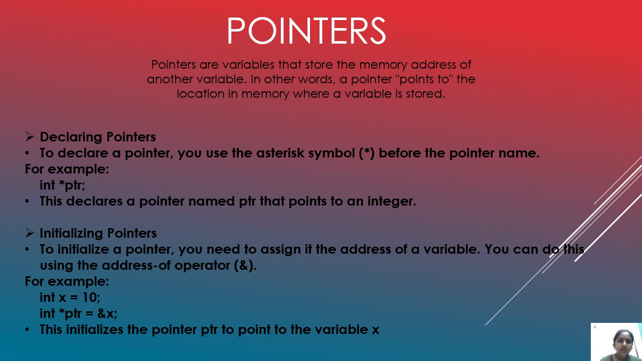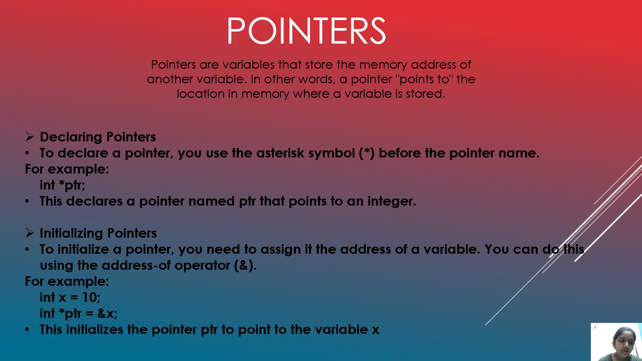So let us move on to the last topic, pointers. Pointers are variables that store the memory address of another variable. In other words, a pointer points to the location in memory where a variable is stored. Declaring pointers. To declare a pointer, you use the asterisk symbol before the pointer name. For example, int *ptr. This declares a pointer named ptr that points to an integer.